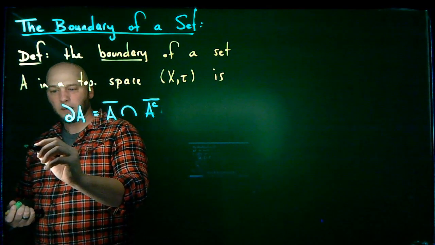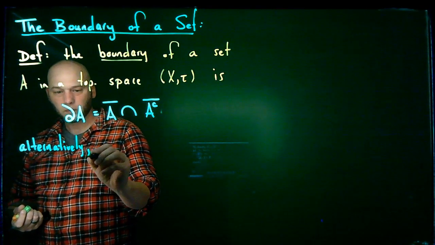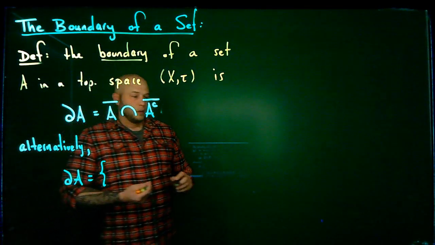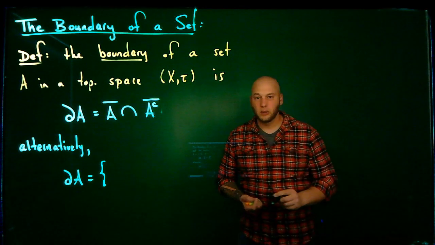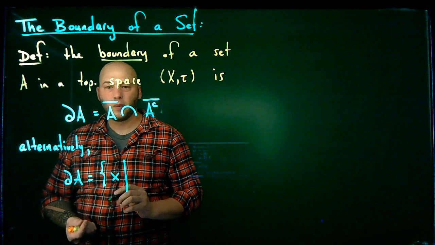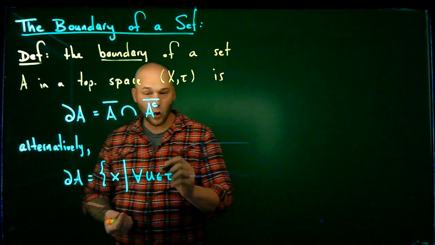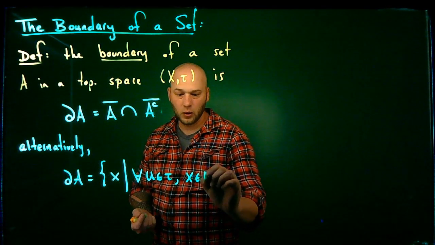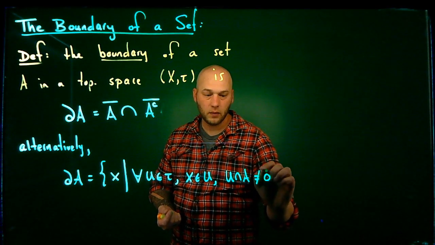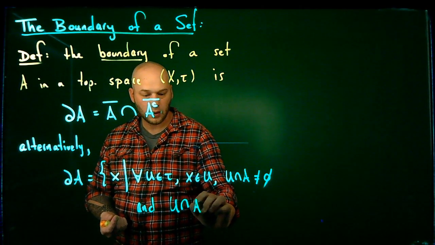Now, alternatively, the boundary of a set A, we can write it in terms of set builder notation. This is going to be the set of elements x with the following properties: for every open set U where x is an element of U, U intersects the set A and U intersects the complement.